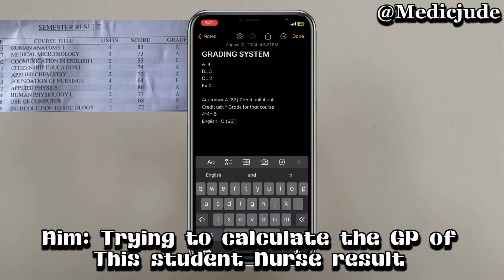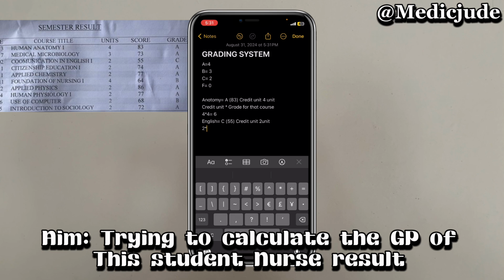Then the credit unit for communication in English, as displayed on the screen, we have two credit units. So now here's what we need to do. Same formula: credit unit, which is 2, multiplied by the grade point for C, since the individual got C on this particular course, which is 55.